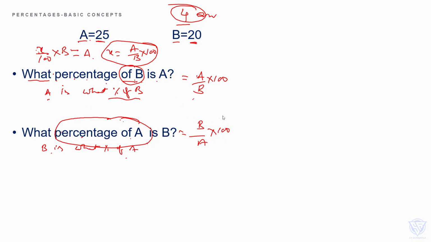Is that clear? So now what is the answer for the first question? A by B, 25 by 20 into 100. You can see 25 5 is 125%. Here B by A, B's value is 20, A's value is 25, into 100. You can see 25 fours, 80%. Okay, we will take the remaining two questions.